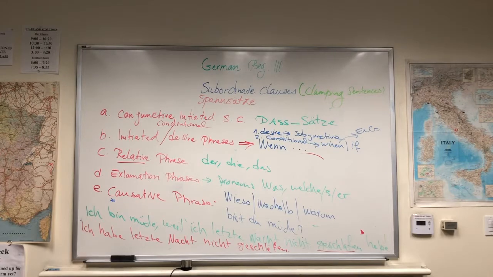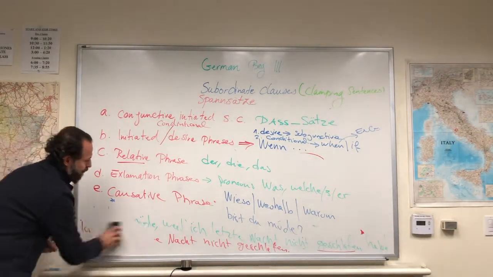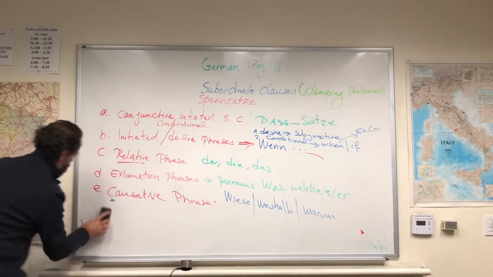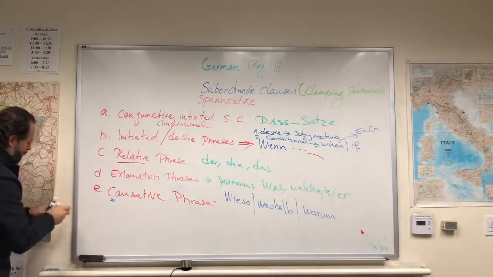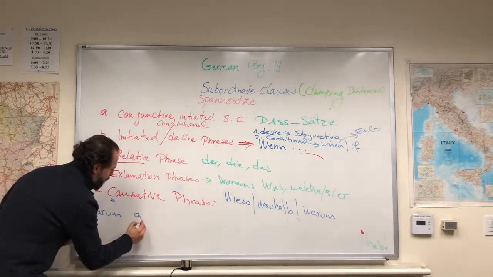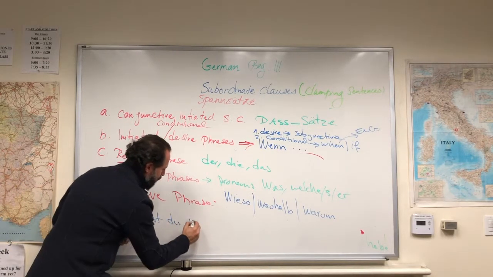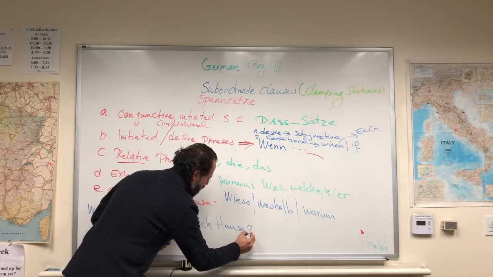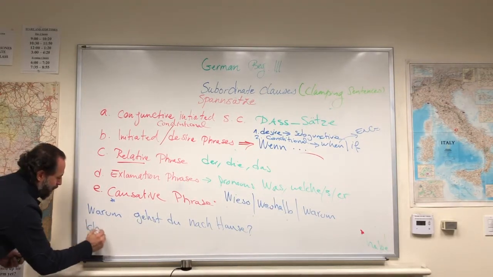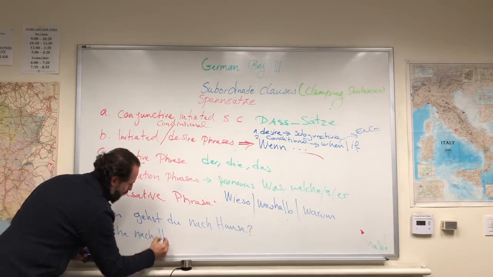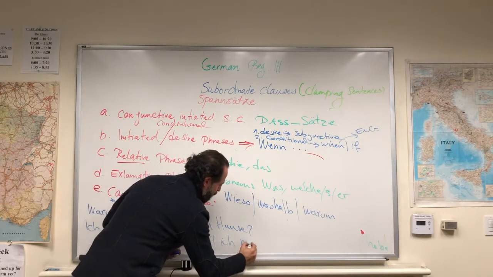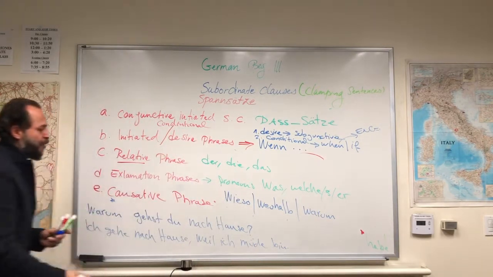And the last example, maybe with an easier phrase. For example, I can ask, warum gehst du nach Hause? Warum gehst du nach Hause? And I can say, I go home because I'm tired. So, ich gehe nach Hause, comma, weil ich müde bin. Right? The normal phrase would be, ich bin müde.